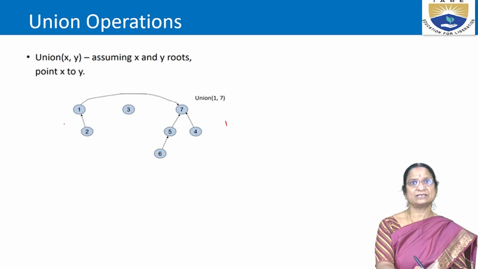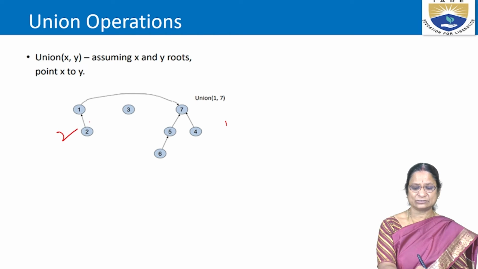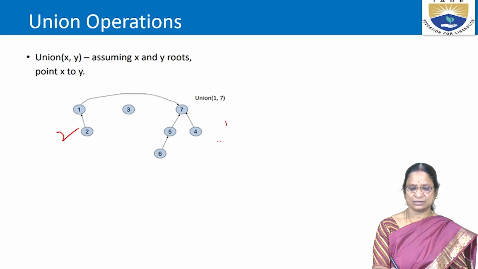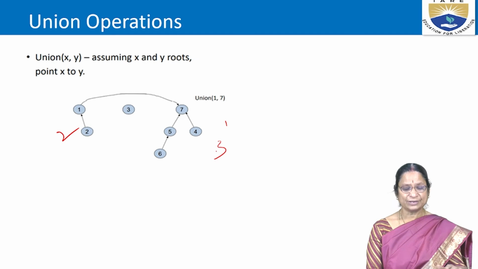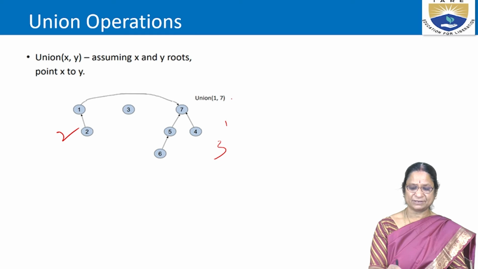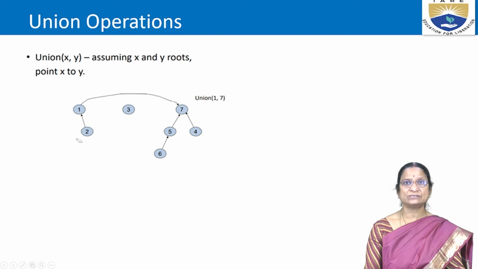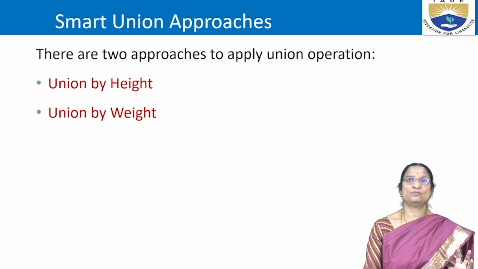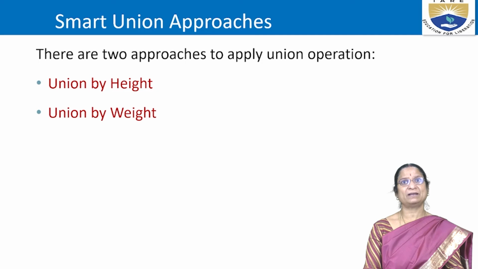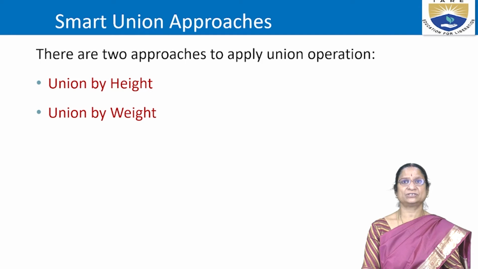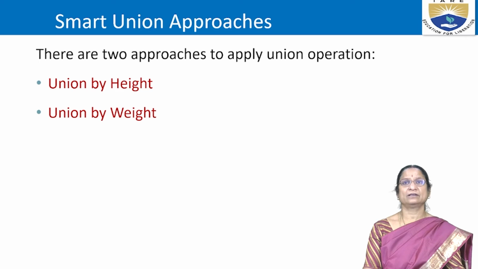If this is the case, in the previous example, what is the height of the first tree? If I include the root also as 1, then the height is 2. The other tree has height 3. 2 is less than 3, so this will become a child of this. Of course, if you follow that approach, there is no mandatory requirement to follow it. It depends upon our application. You can follow such a way so that a common process is adopted by us.